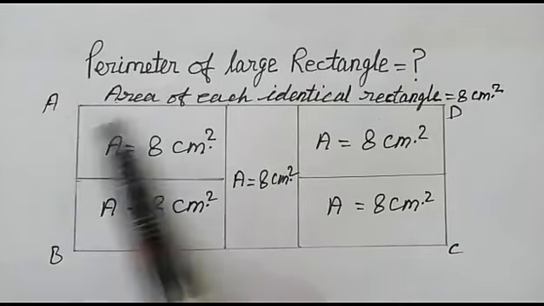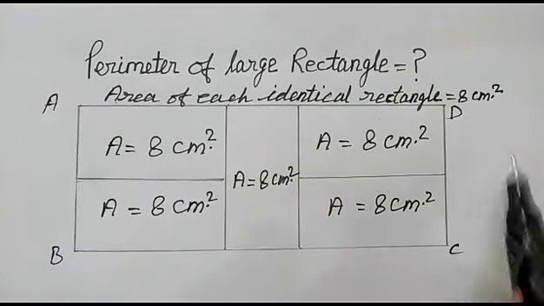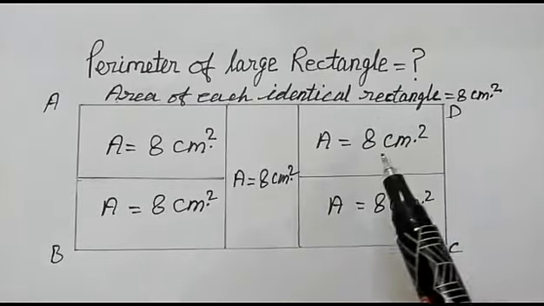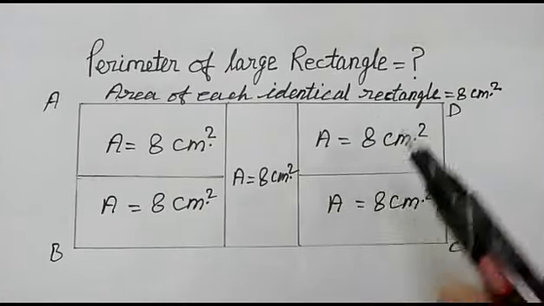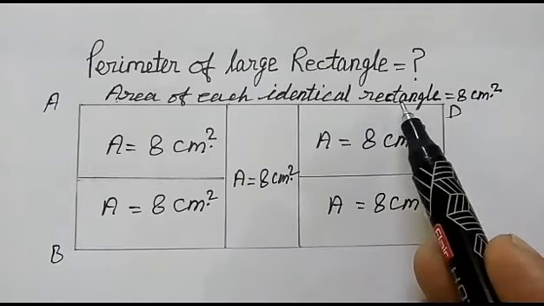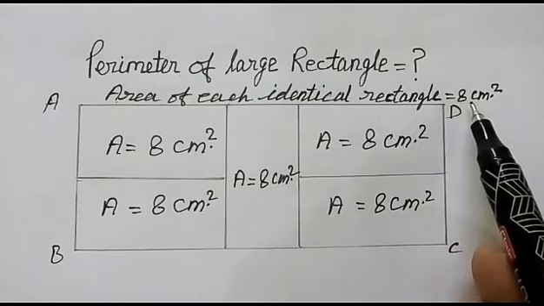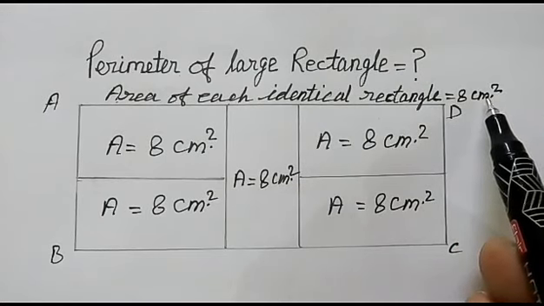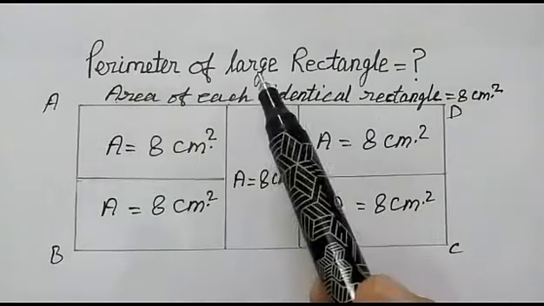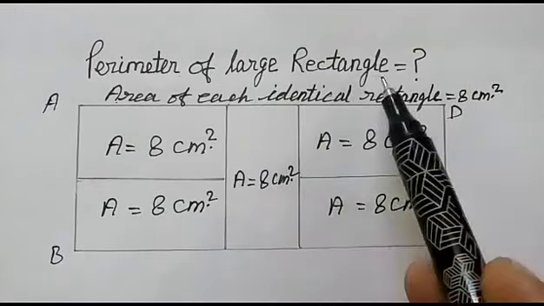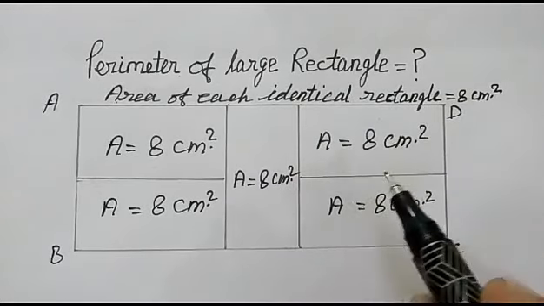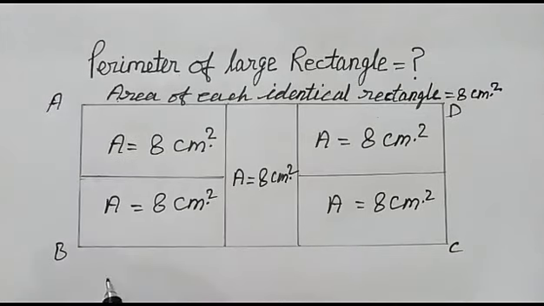Hi friends, we have a large rectangle ABCD, right? This rectangle is divided into identical rectangles and the area of each identical rectangle is 8 centimeter square, right? We have to find out the perimeter of this large rectangle. Okay, so let's start.